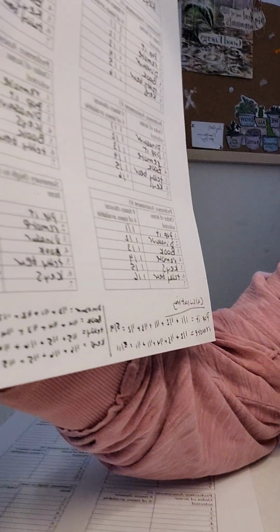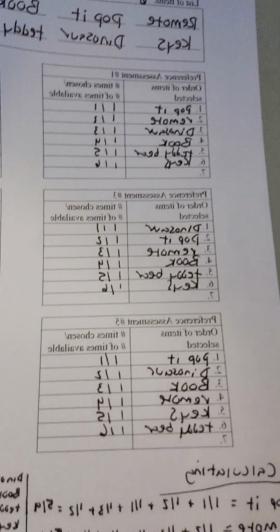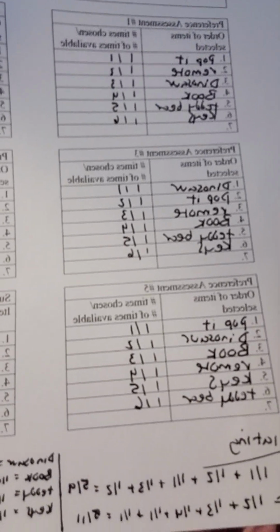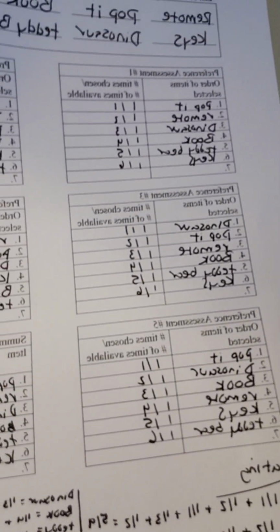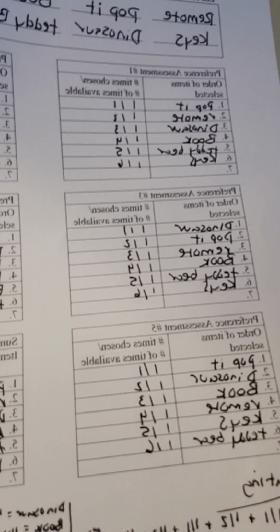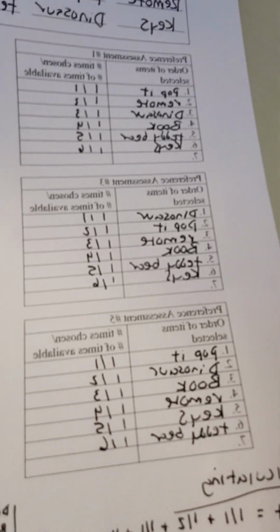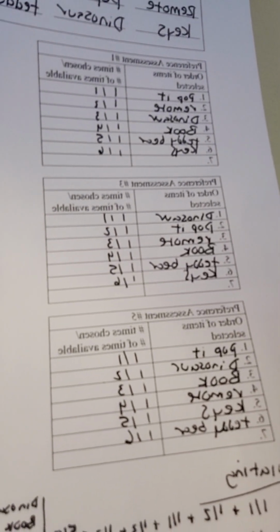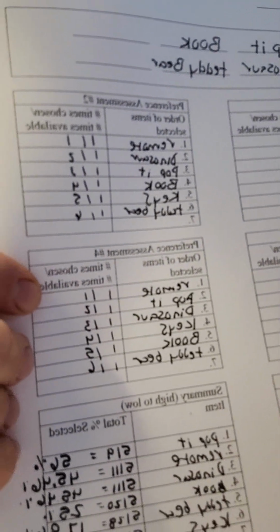I'm going to move my camera a little bit. As you can see, I did my calculations. For the poppet, we're just adding in the numbers. Poppet was 1/1, one of them may have been 1/2, so we add them in, and I found that the fraction was 5/9. When I go to the summary over here, for poppet, 5/9 equals 56%.